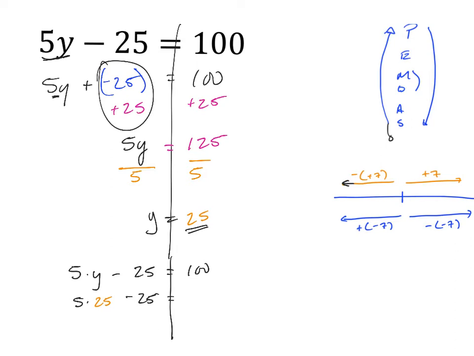And the right-hand side is not changing. It's still just 100. 5 times 25 is 125 minus the 25, which means 125 minus 25 is 100. And the other side was already 100. Yep, we've got the right answer. Y equals 25. So again, what we did was we're just undoing the pathway.